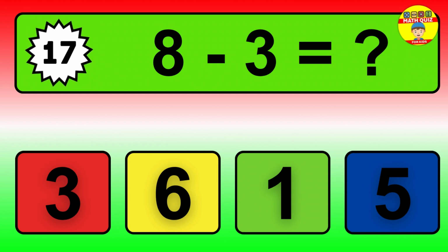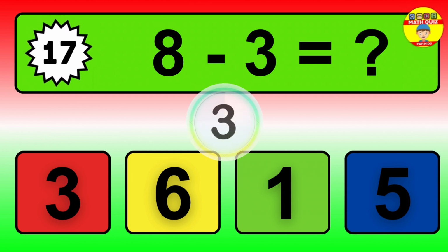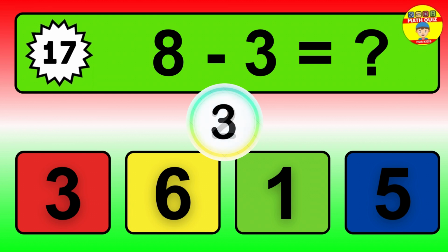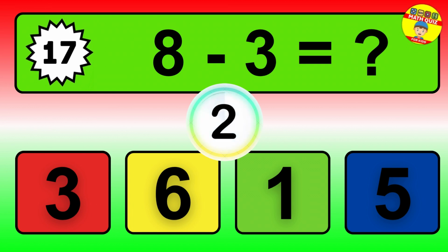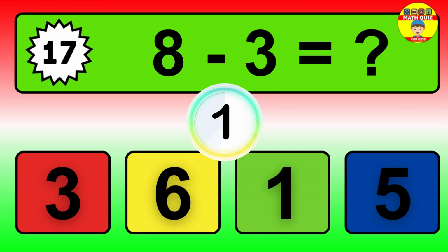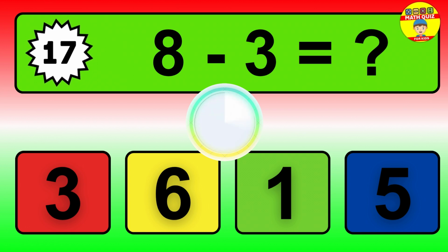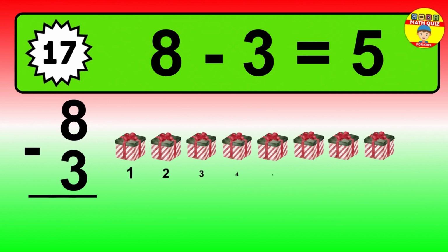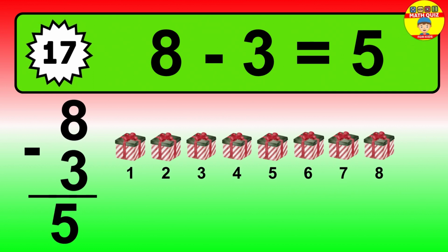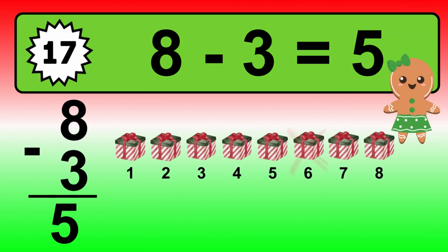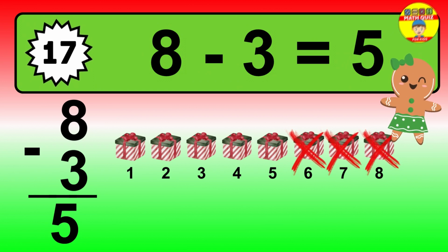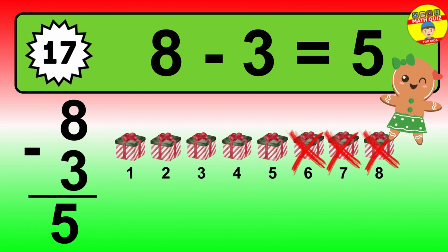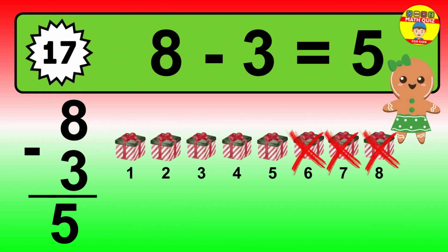Question 17. 8 minus 3 equals what? So, the answer is 8 minus 3 is 5. Let's count it. 1, 2, 3, 4, 5.